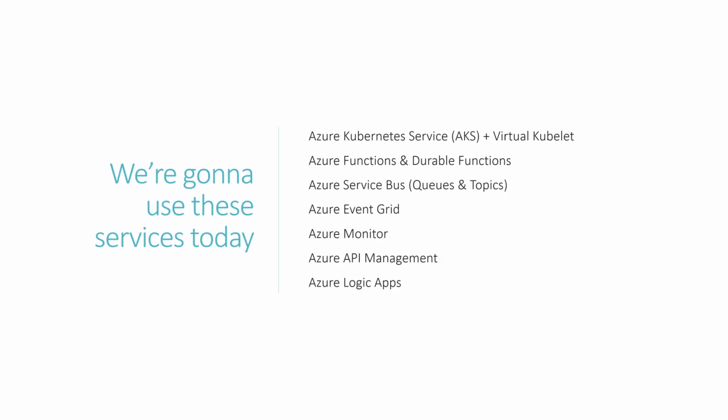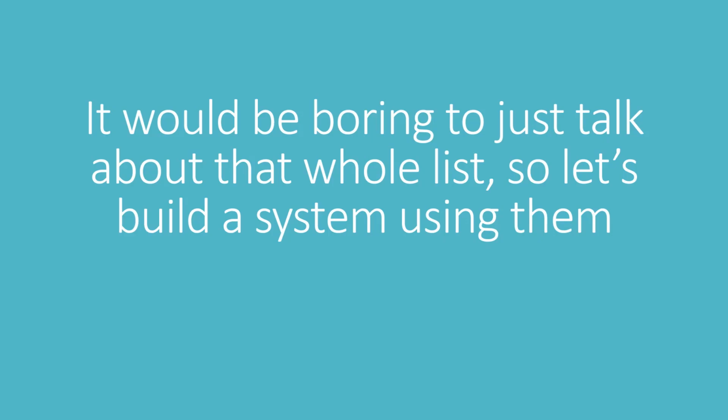So what we are going to use today are Azure Kubernetes Service and the virtual kubelet, which is basically hosted on Azure Container Instances. We're going to go through Azure Functions and their durable functions. We're going to cover Service Bus, queues and topics, Event Grid, Azure Monitor, API management, and at the end, the old Logic Apps. And yeah, I think it would be really boring to just talk about them and list all the things they can and can't do. So let's build a system.